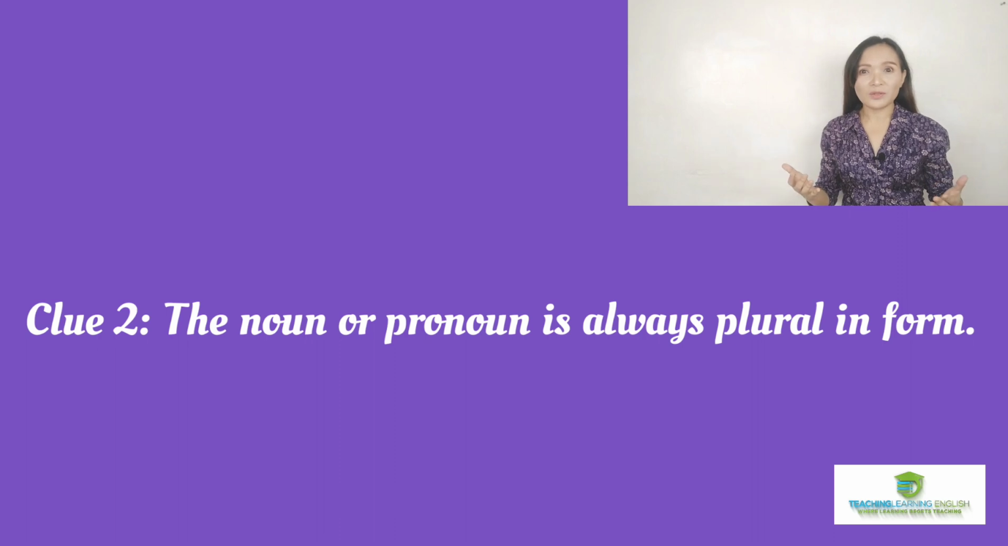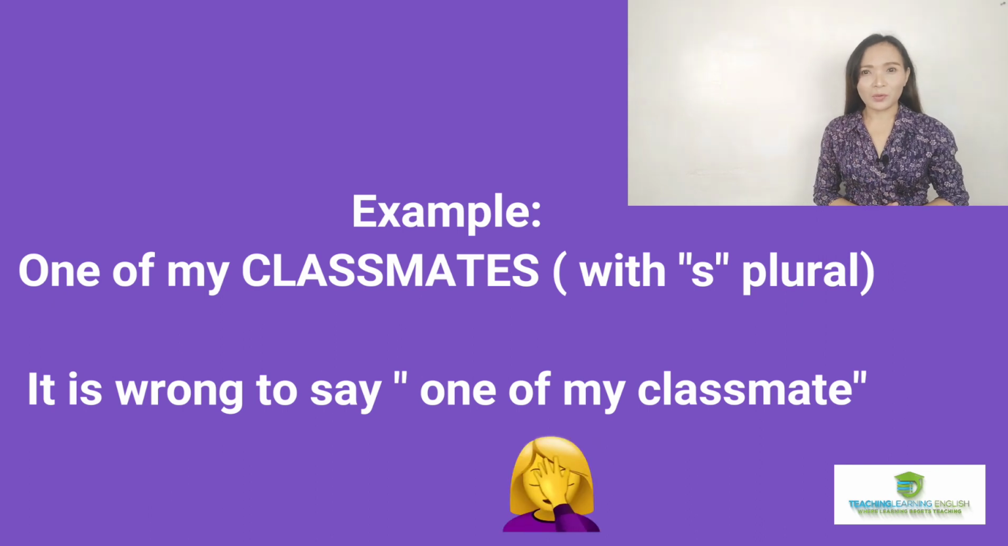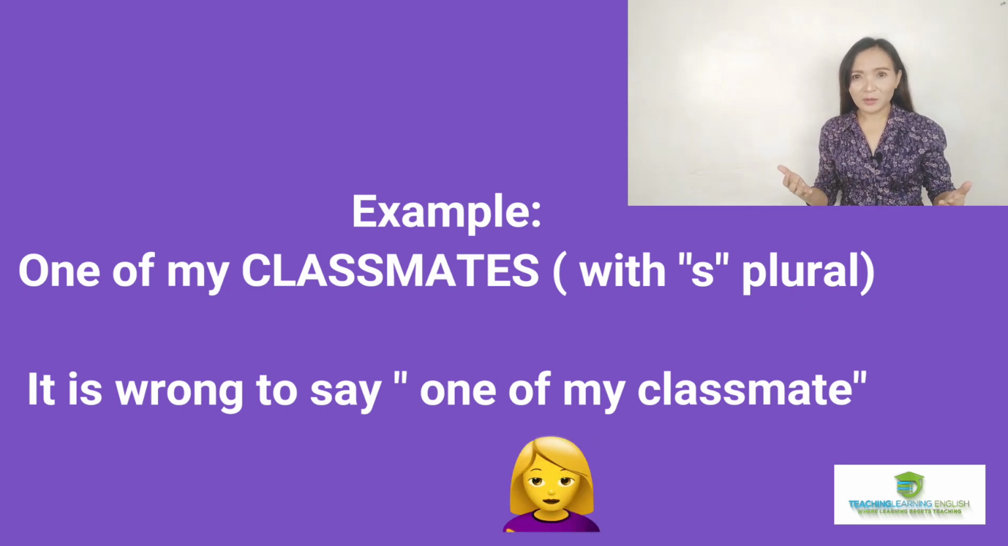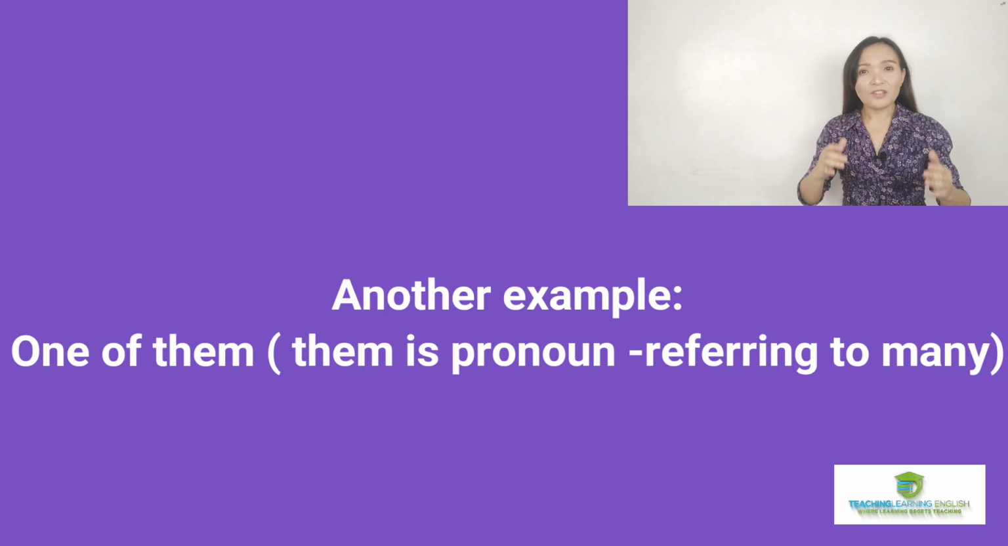Clue number 2, the noun or pronoun is always plural in form. You say, one of my classmates. Classmate is the noun. One of my classmate or one of my classmates. The correct one is one of my classmates. One of them. Them is the pronoun.